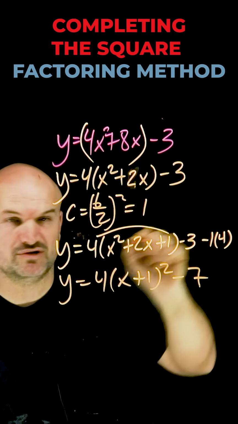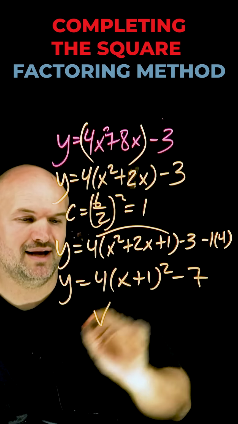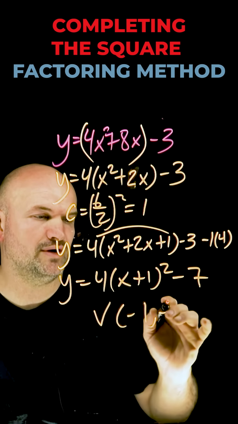-3 minus 4 is going to be a -7. Now I have completed the square to put my quadratic in vertex form, and I can identify the vertex as (-1, -7).